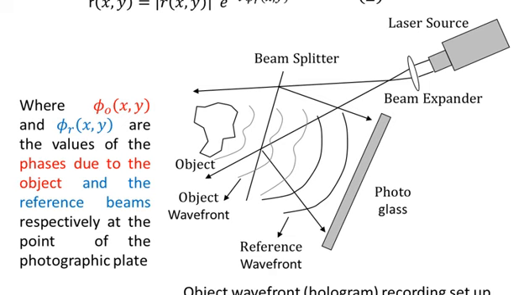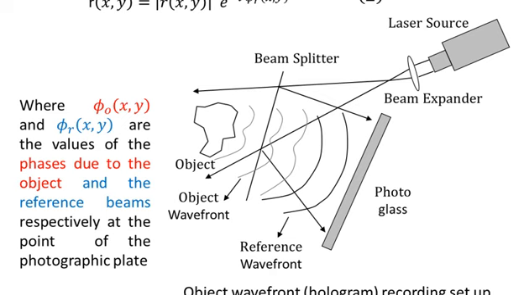Now the beam has expanded. There is an object which is being illuminated by the beam directly, and also there is a beam splitter we have placed in between the object and the laser source. The beam splitter is tilted in such a way that the beam incident from the laser source is reflected towards the photoglass from the beam splitter. We have shown the wavefront in the solid line. These are the wavefronts reflected from the beam splitter, and these solid wavefronts are the reference wavefronts.